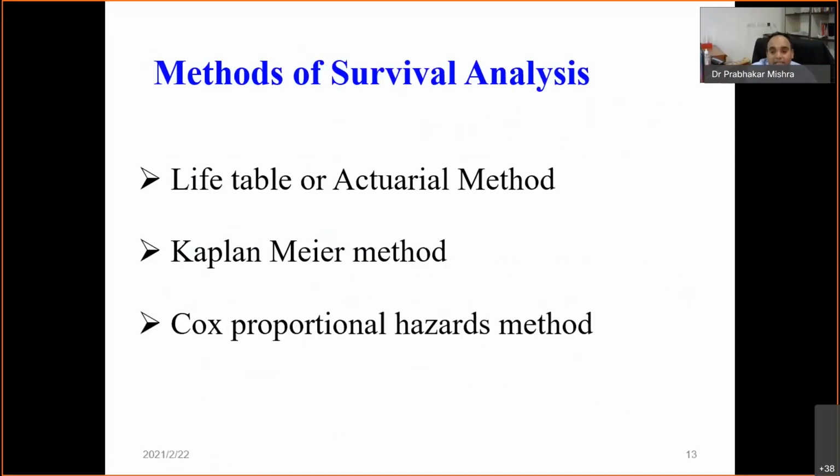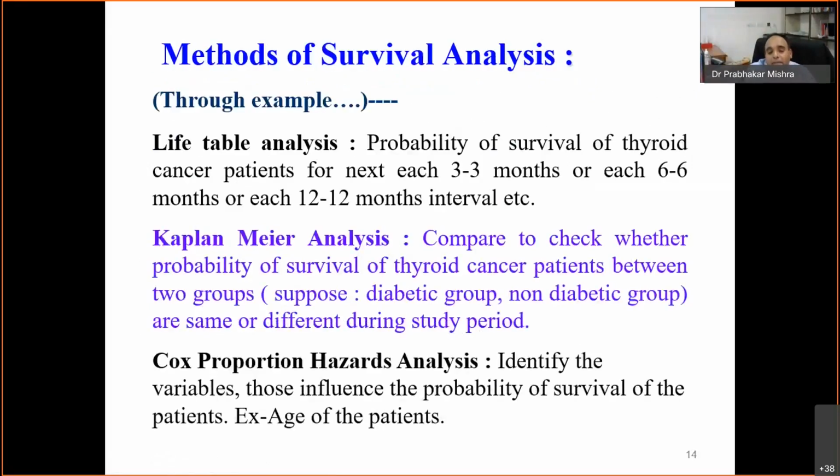Now we have the methods of survival analysis. We know these are the three methods. Today I have to discuss only one method, that is the life table or actuarial method. So life table, Kaplan-Meier and Cox proportional hazards, these are the three methods. In the first slide, we will just briefly cover these three methods. See here.